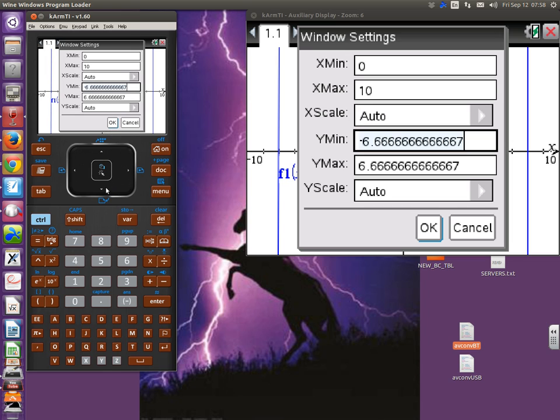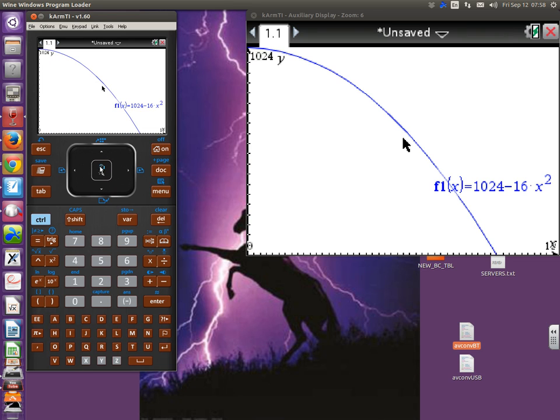Okay. All right, so I want a 0 here. And how high does it go? Or how high does it start? 1,024, right. So you have to have at least that for your y max. 1,000, I guess probably 1,024 is fine. And then let's hit OK. There you go.